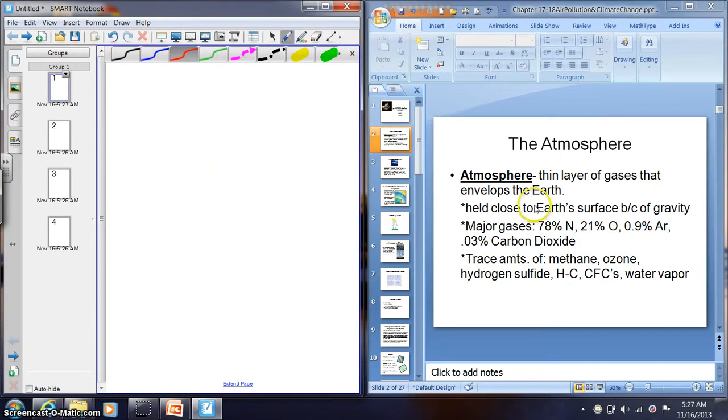So when I read these slides, you guys should be writing down these notes as well. Just the main points. You don't have to write it word for word.